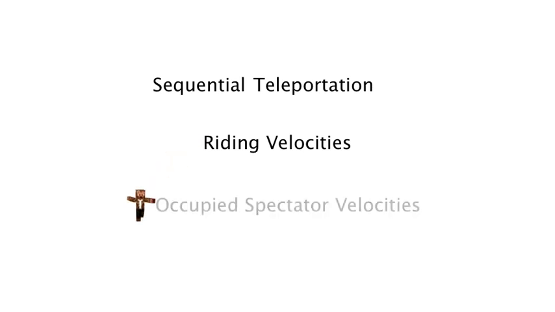To do this, we have 3 options. Option number 1, sequential teleportation. Option number 2, riding velocities. And option number 3, occupied spectator velocities. So let's get started with option number 1, sequential teleportation.